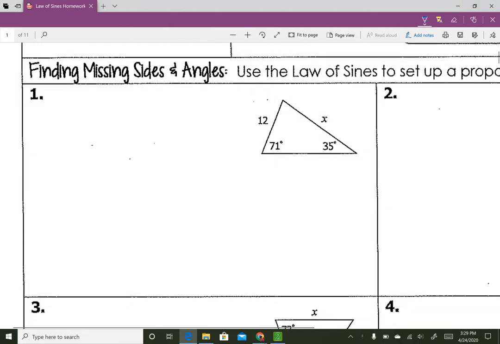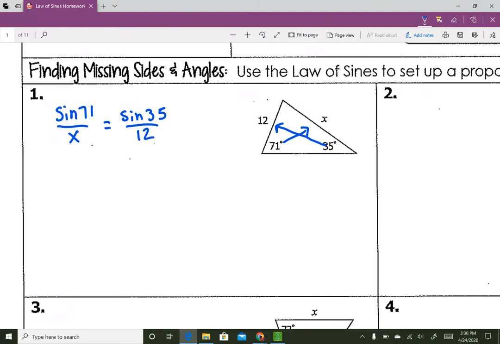So the way I'm going to show you how to do this is just treat it like an algebra problem. So for example, I know that across from the 71 is x. That's the side that it's proportional to. And across from 35 is 12. So we're going to take the sine of 71 and put it over x, because that's opposite that side. And we're going to take the sine of 35 and put it over 12.